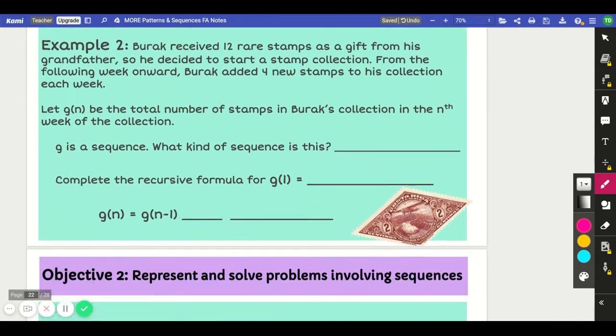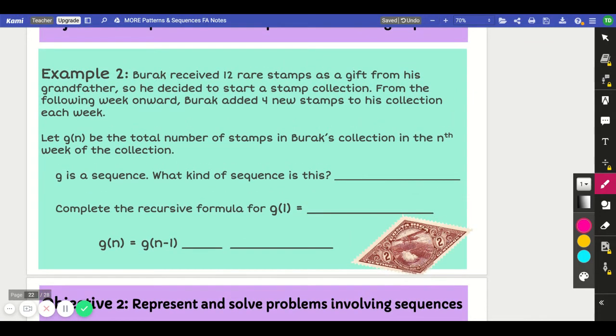Let's look at a second example. Barrick received 12 rare stamps, and they were a gift from his grandfather, so he decided to start a stamp collection. From the following week onward, he added 4 new stamps. He added 4 stamps to his collection each week. Okay, so G of n is the total number of stamps that he collected in the nth week of the collection.